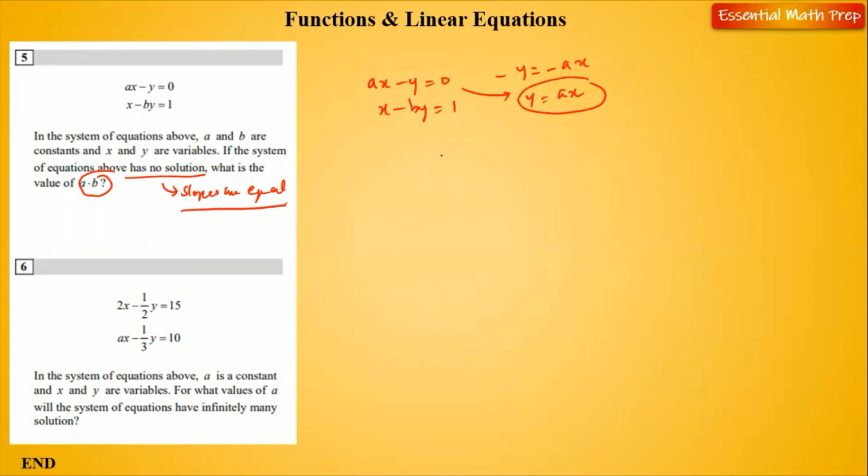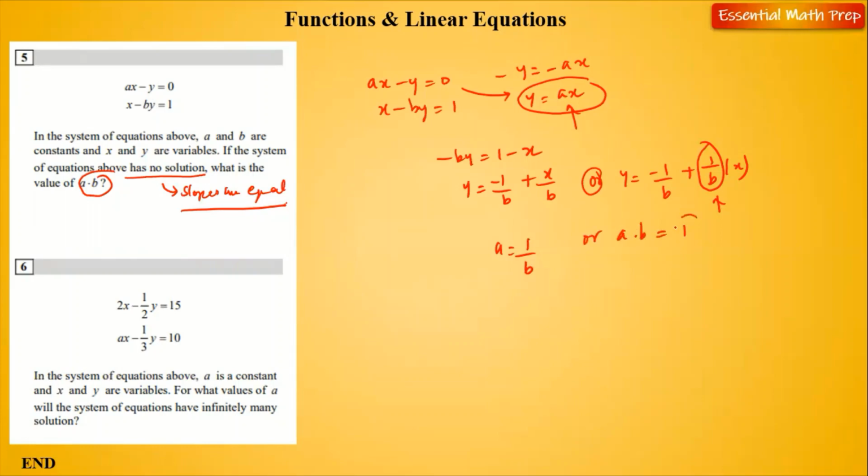Similarly, negative by equals 1 minus x, right? So y equals, if you divide by negative b throughout, negative 1 over b plus x over b, or this is the same as y equals negative 1 over b plus 1 over b times x. The slope here is a, and the slope here is 1 over b. The two slopes are equal, so a equals 1 over b, or a dot b equals 1. So the answer is 1.